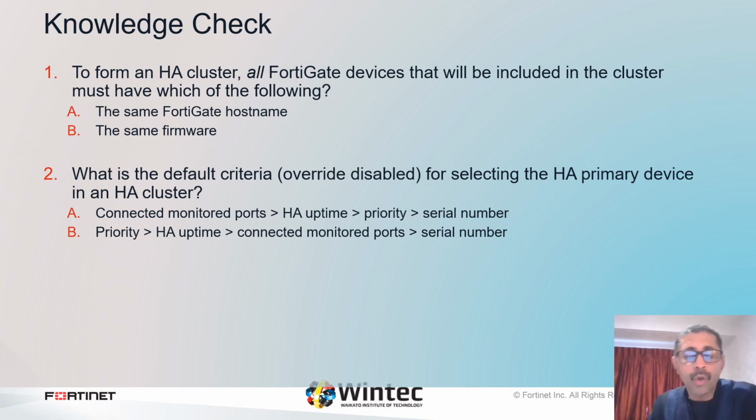Question 2: what is the default criteria, with override disabled, for selecting the HA primary device in an HA cluster? Option 1: connected monitored ports, high availability uptime, priority, followed by the serial number. Option 2: priority, high availability uptime, connected monitored ports, or serial number. So let's have your answers coming up on the chat and we'll wait here for a while.